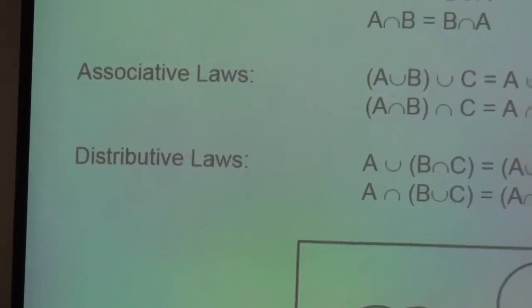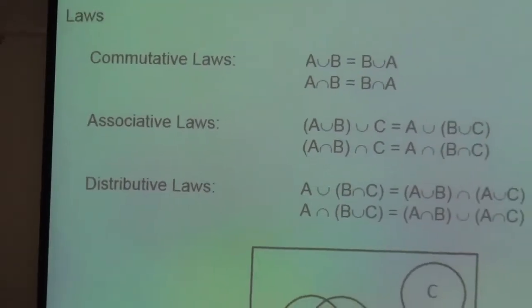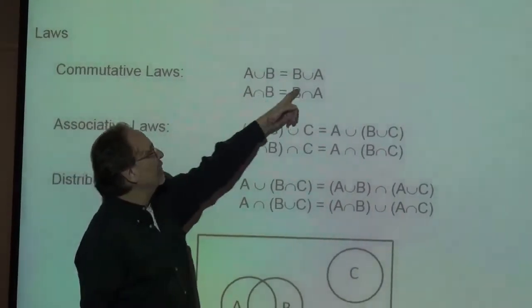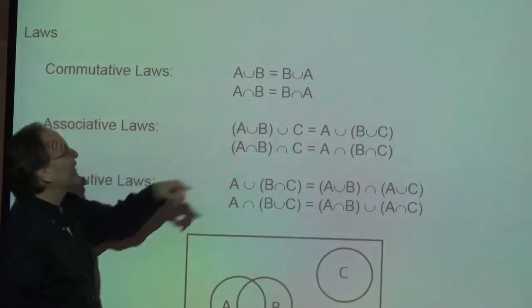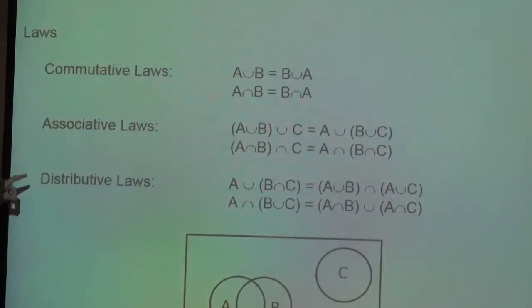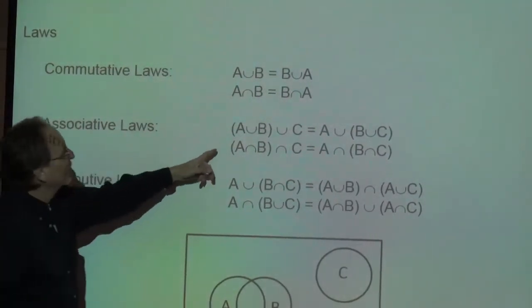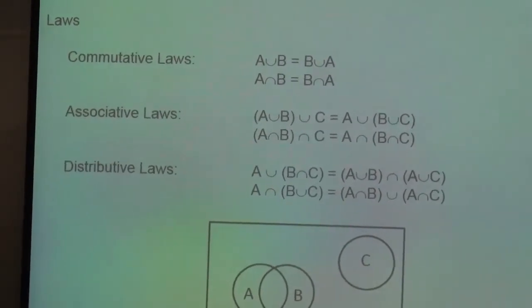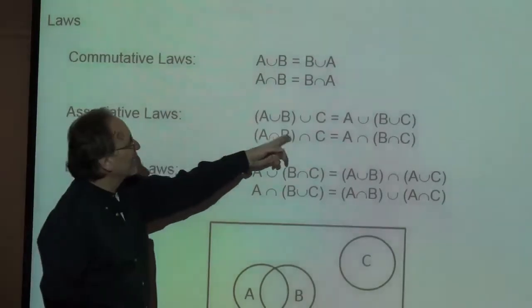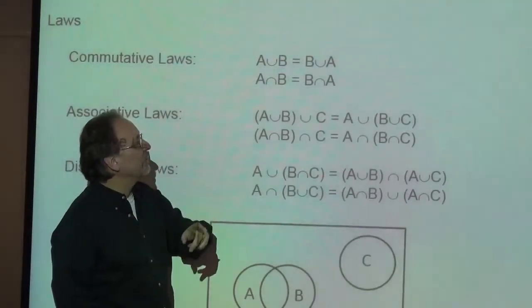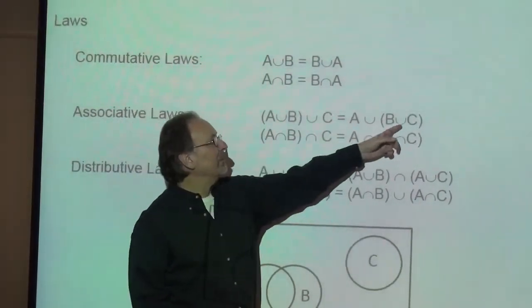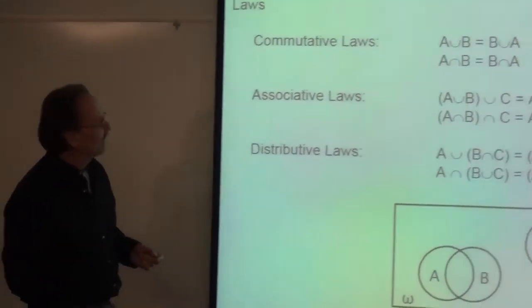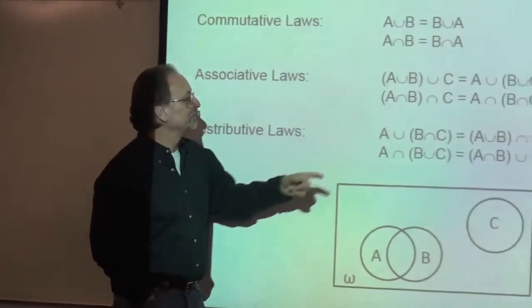There are laws for union and intersection. I won't dwell on these either, but just so you know, A union B is the same as B union A. A intersect B is the same as B intersect A. There are associative laws that apply. I can group them in any way that I want, and it will still be valid. I can either find A union B and then take the result and take the union with C, or I can take B union C and take the result and get the union with A, and it gives you the same result. Likewise with intersection.